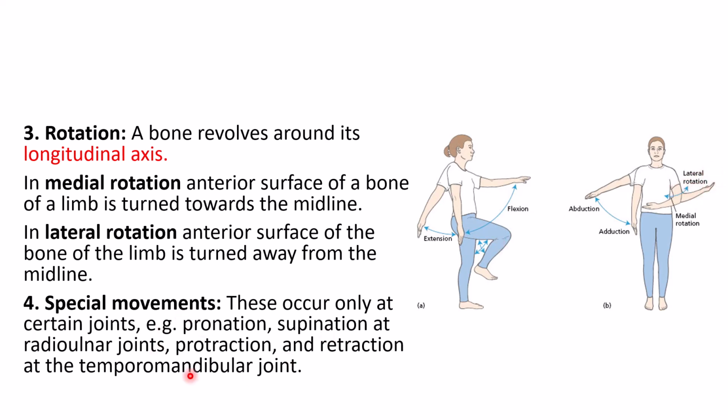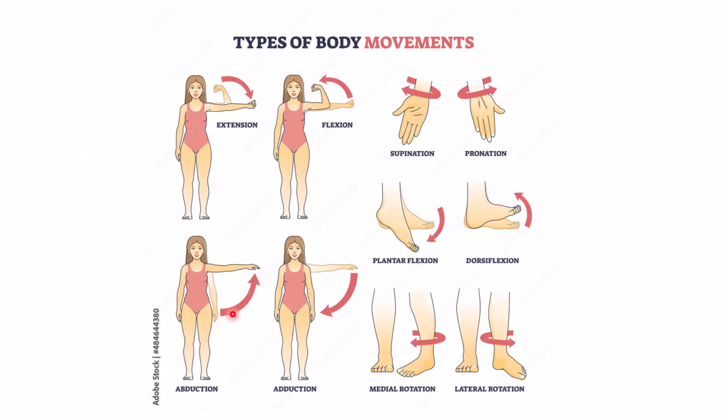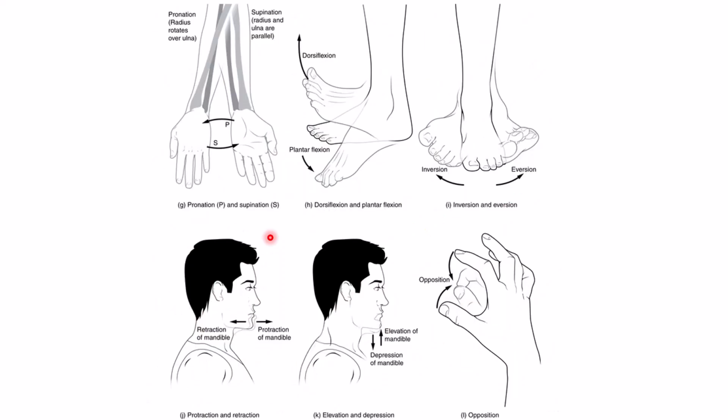Now there are some special movements also which I have already discussed, which are pronation and supination at the radioulnar joints. We have protraction and retraction to move the chin forward and backward at the temporomandibular joints. These are the same which we have discussed already. See here, again the protraction of the mandible, the retraction of the mandible, this is elevation, and the depression. This is the opposition of the thumb. When we approximate the thumb to the other fingers, maybe toward the index finger, the middle finger, the ring finger or the little finger, that is called the opposition of the thumb.